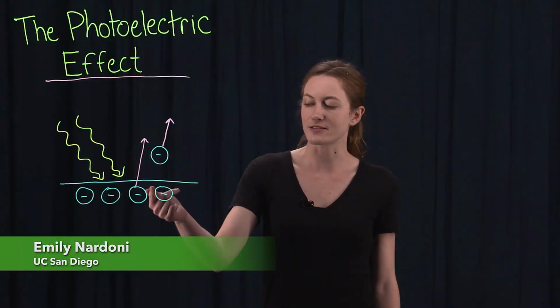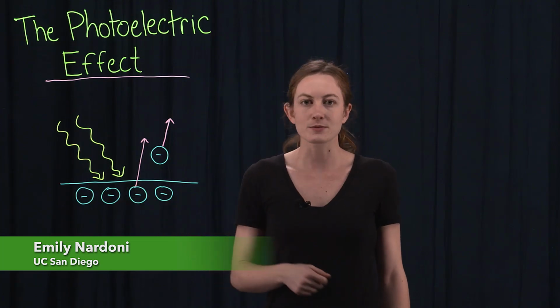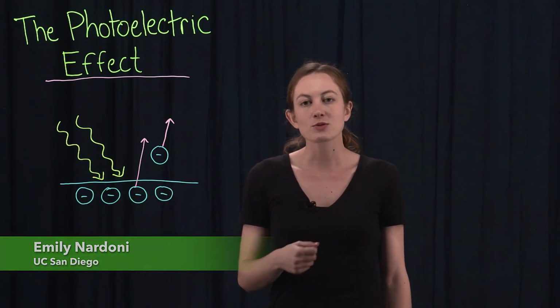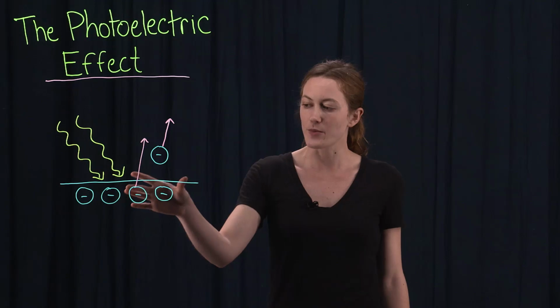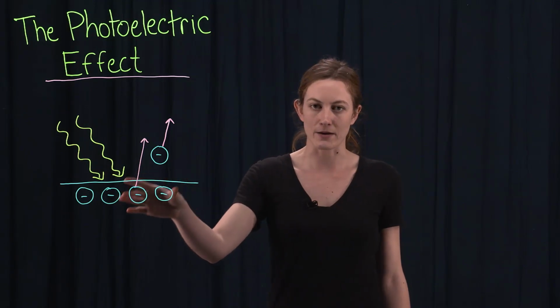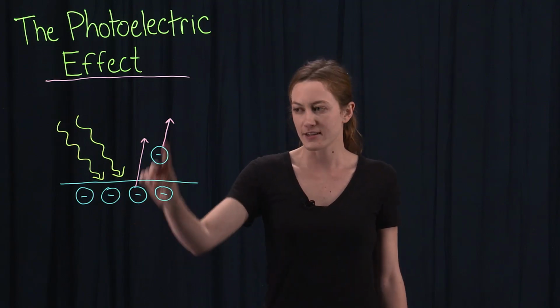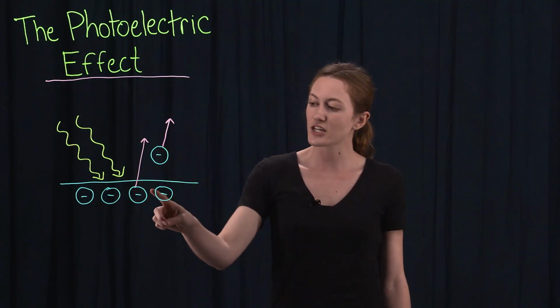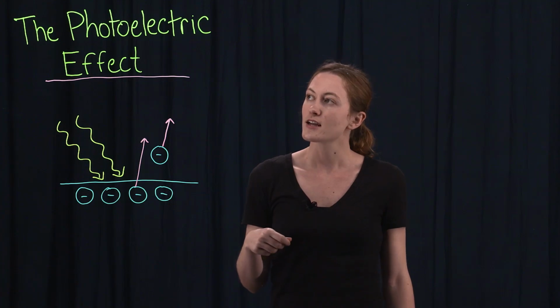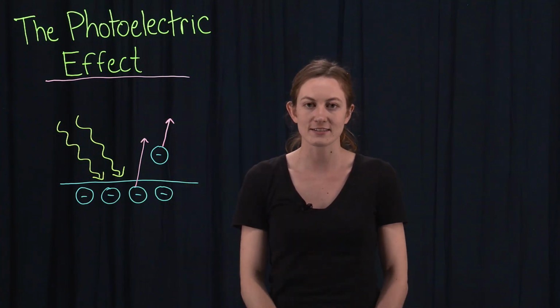When light shines on a metal surface, electrons in the metal absorb the energy in the light. If they absorb enough energy to overcome the minimum energy with which an electron is bound in the surface of the metal, called the work function of the metal, then they can be ejected. We call these ejected electrons photoelectrons, and this effect the photoelectric effect.